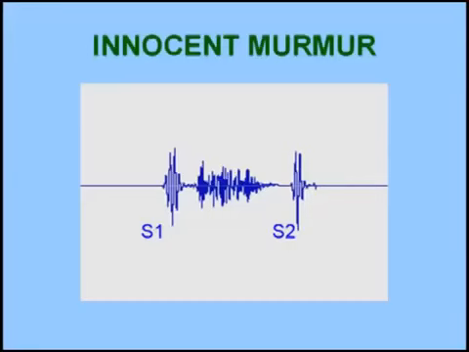Innocent systolic murmurs are due to turbulence across the normal aortic or pulmonic valve. These murmurs peak early in systole, as shown by this phonocardiogram. Listen to a patient with an innocent systolic murmur. I will begin with 3 normal beats and then add the murmur.